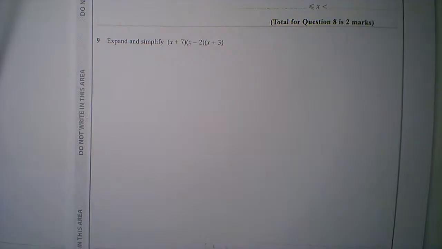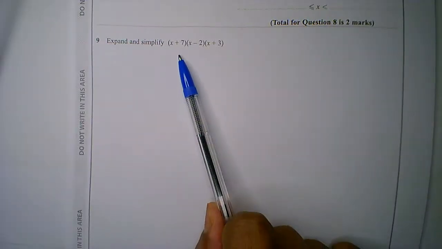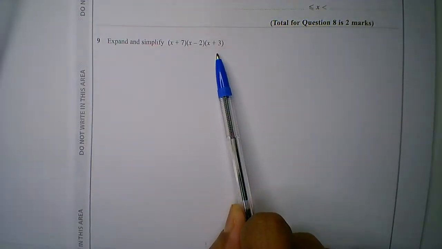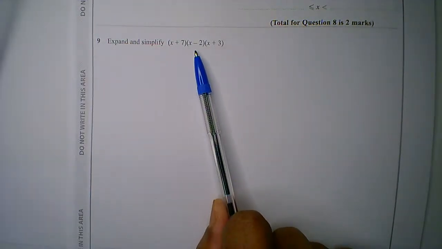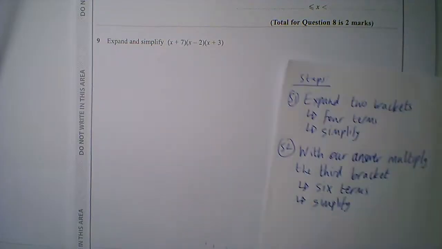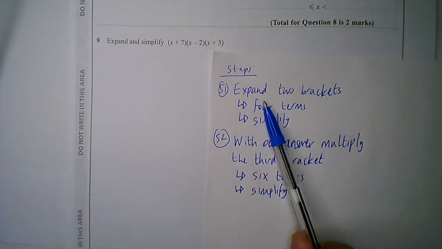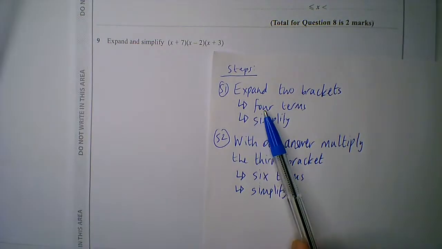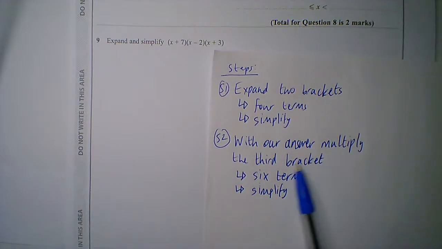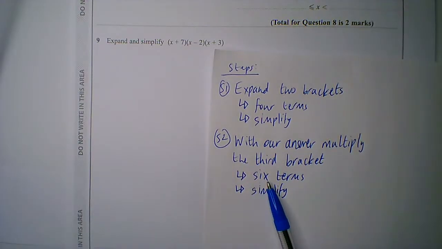Okay, so same as before where we left off. Expand and simplify x plus 7, x take away 2 times x plus 3. And these are our steps. So remember, step 1 is to expand two brackets. We find 4 terms, we simplify it. Then our step 2 is to, with our answer, multiply the third bracket. We get 6 terms and then we simplify.